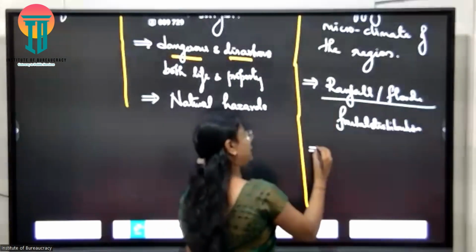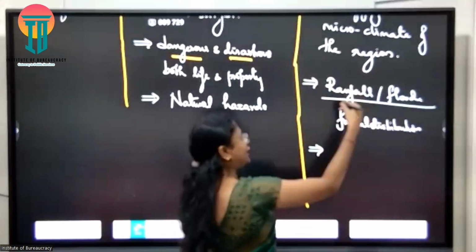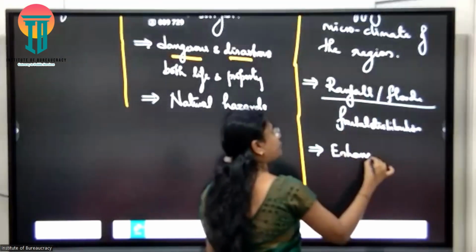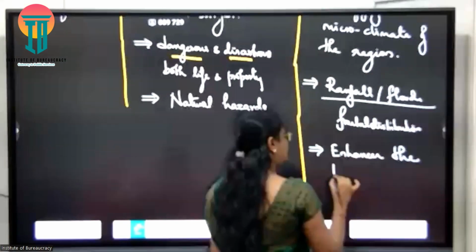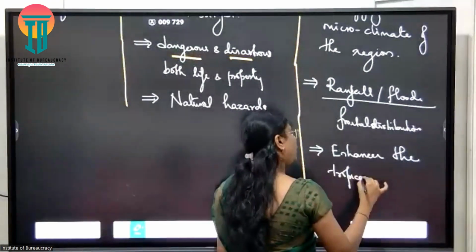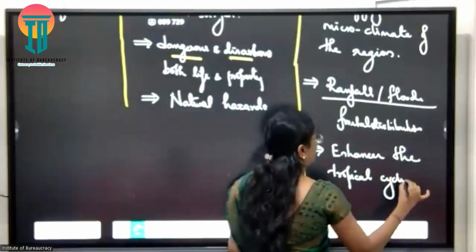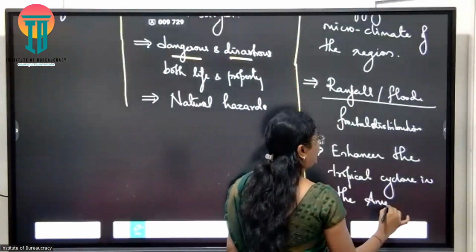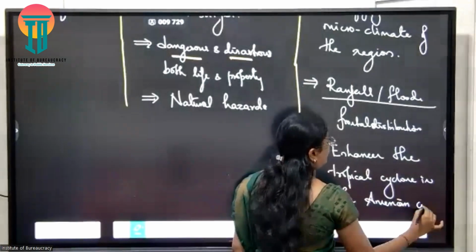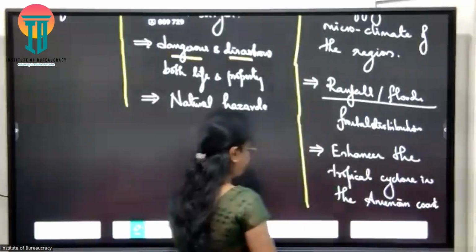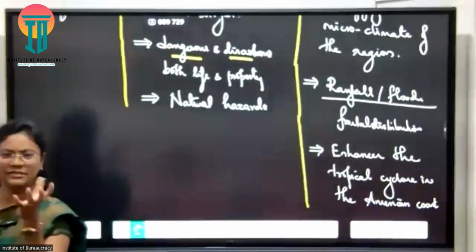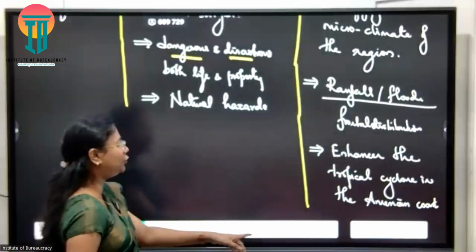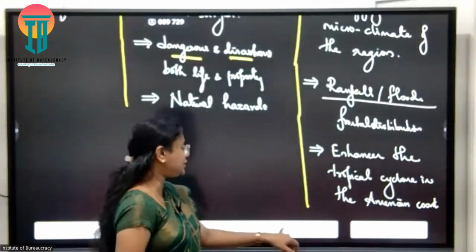a disastrous angle. These temperate cyclones may also enhance the tropical cyclone in the American coast. For example, the nature of hurricanes. Hurricane is a tropical cyclone. And a temperate cyclone and the tropical cyclone clubbing together may result in disastrous nature.